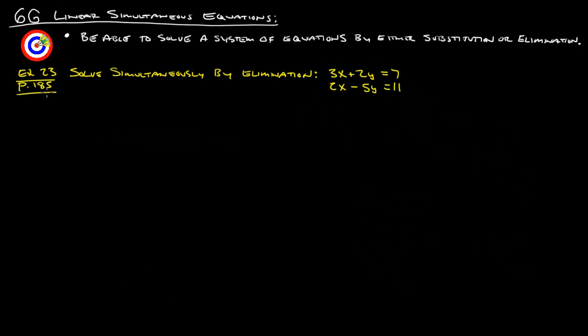Okay, so this is example 23 from page 185, and this says solve simultaneously by elimination. And really, if it says solve by elimination and you want to do substitution, then go ahead, and vice versa. If it says solve by substitution and you want to do elimination, that's fine. I'm not going to care which way you do it, as long as it's whatever way works for you.